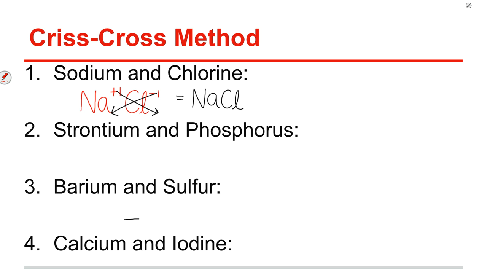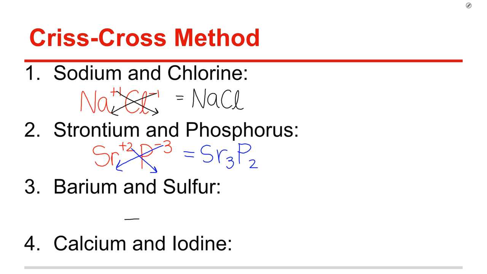Strontium and phosphorus. So strontium is group 2. It's going to lose those 2 electrons to become plus 2. Phosphorus has 5. It's going to gain 3 more to become negative 3. Okay, so now I need to crisscross to get my formula. So my strontium is going to get my 3, no charge, and my phosphorus is going to get my 2. Again, no charge. So I have strontium phosphide.